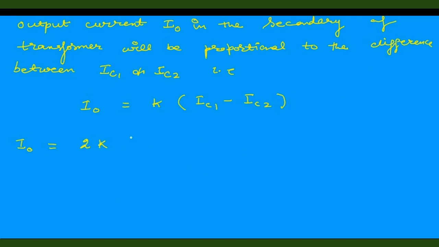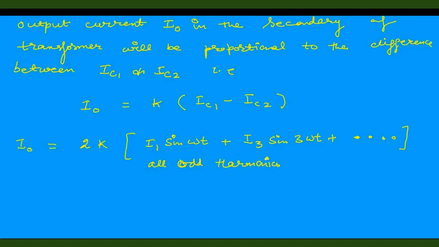Upon substituting the values of IC1 and IC2 and subtracting, we get omega t, 3 omega t, 5 omega t, 7 omega t, all the odd harmonics present. The even harmonics are missing. So that is the advantage of the push-pull connection: the even harmonics are eliminated. There is no 2 omega, 4 omega now.